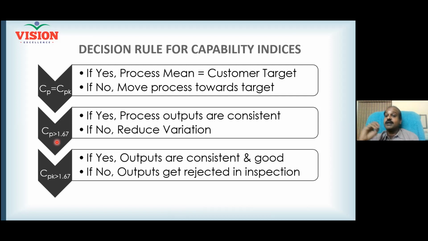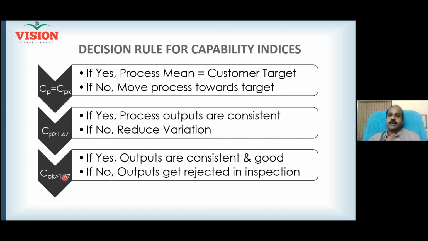How do I understand? Looking at the CP value. At the maximum, CPK can become equal to CP. Whenever you see CP equal to CPK, immediately you can understand your process average and customer target are at the same place. The best scenario. This is also difficult to get, right? But when CP differs from CPK, you can understand your process center is shifted. Center shifted, still your outputs may be accepted. For that, you have to look at the value.